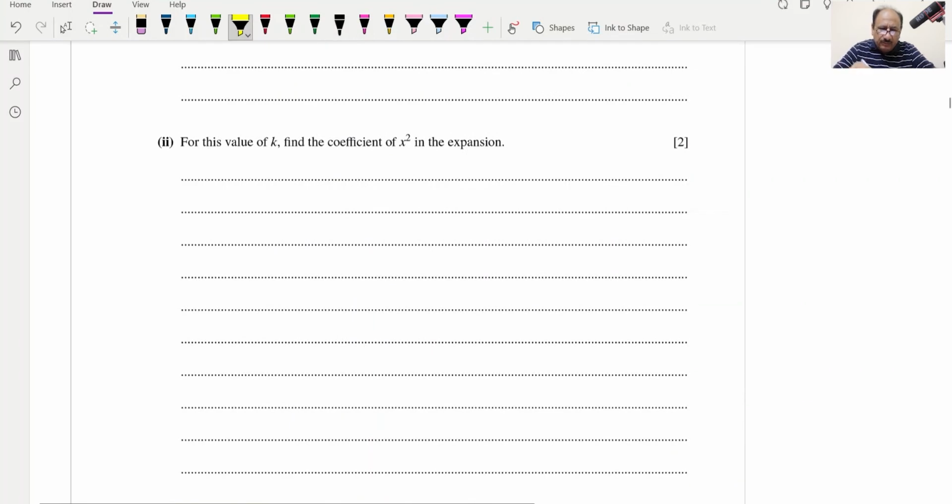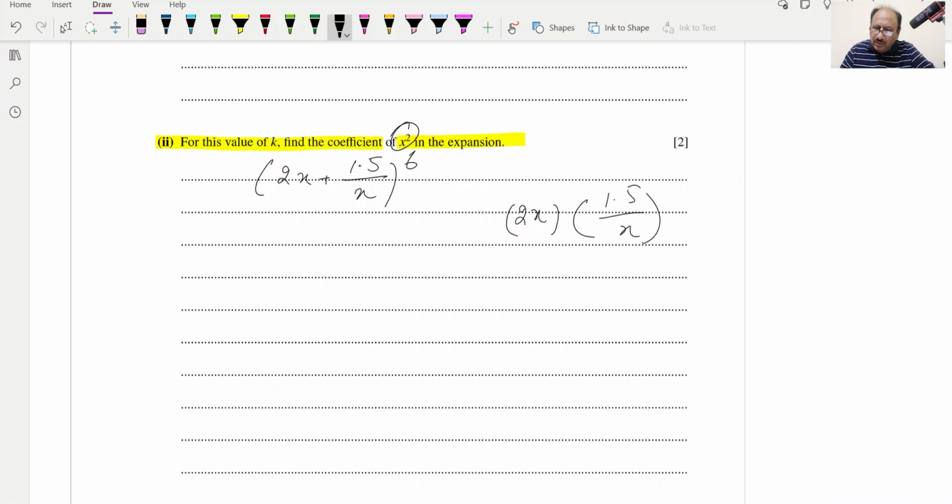Now in the second part, for this value of k, find the coefficient of x squared in the expansion. The expression given is 2x plus k over x, so we can write 1.5 over x, which we just found, raised to the power 6. Now we require x raised to the power 2, or x squared. So after cancellation we require a power of 2, so we have to take one more so that it can cancel with this and remain as 2, so it will be 3. We will take 3 over here, and 1 x will be cancelled with this, and the remaining power will be 2.